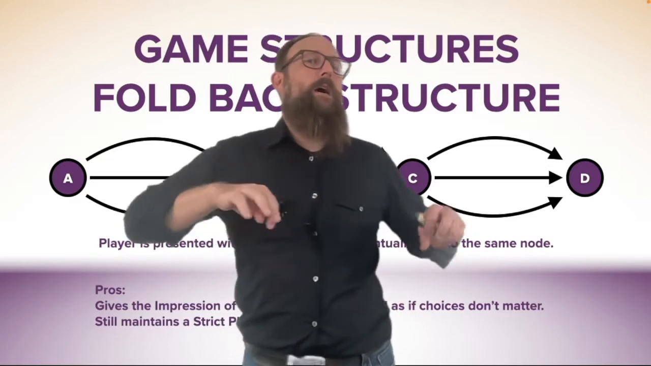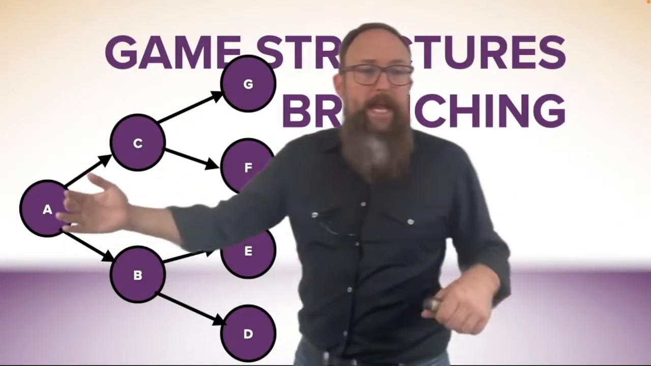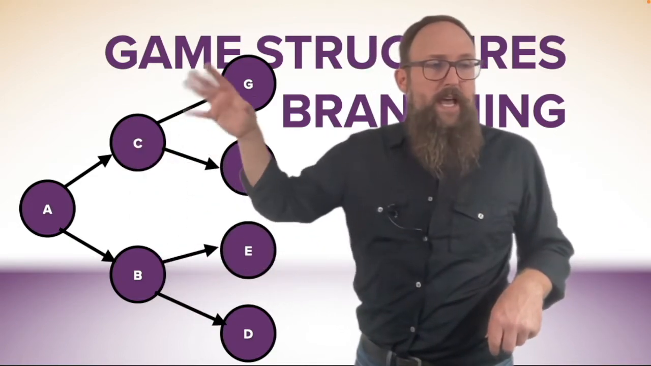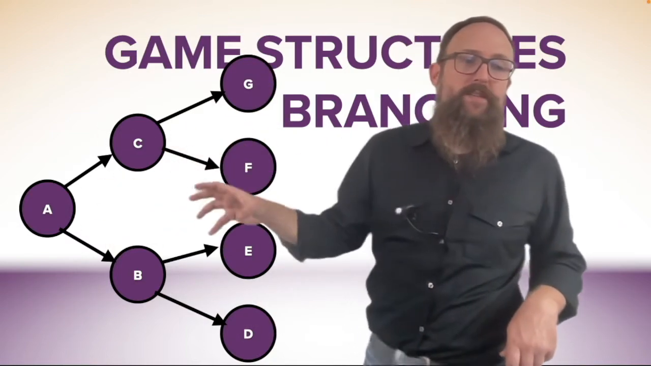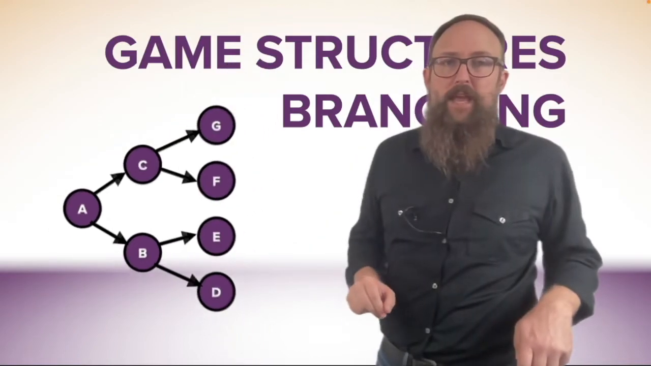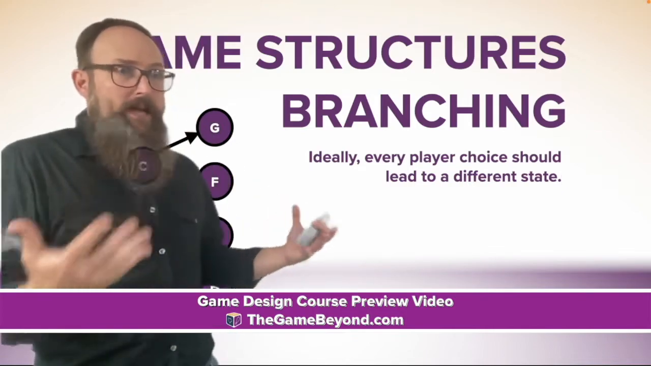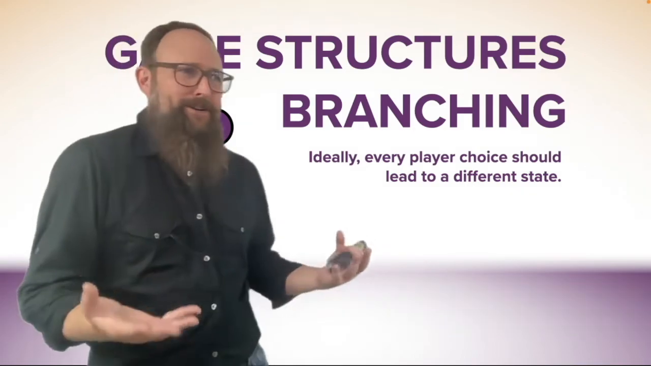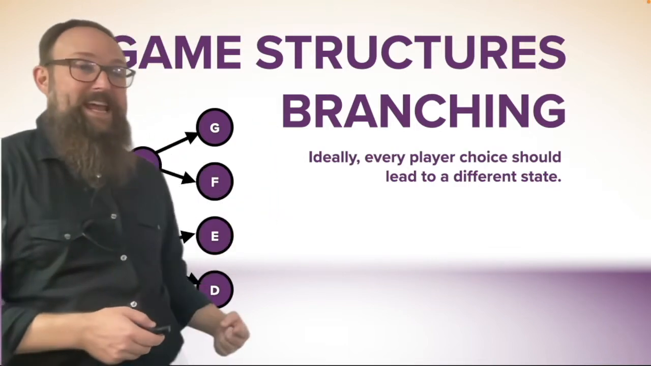Moving on, we have a different approach to game structures called branching. Now, here we give our players choices, and depending on those choices, each of the plot endings will be different depending on the choices the player takes throughout the game. Now, this is a really great example of how we can make a game that really gives every choice a player could want. Ideally, every player choice should lead to a different state in the end.